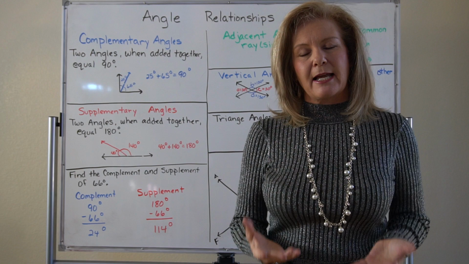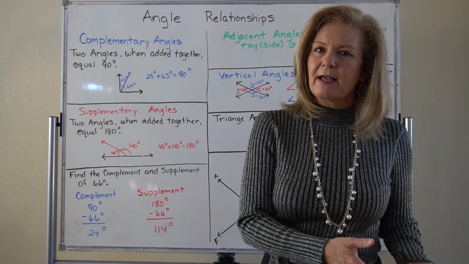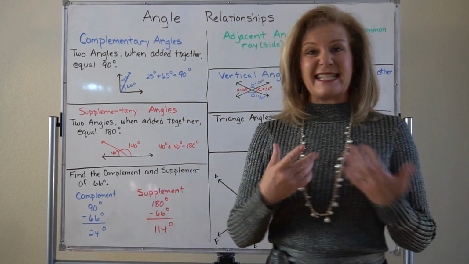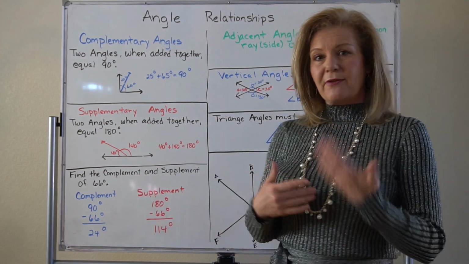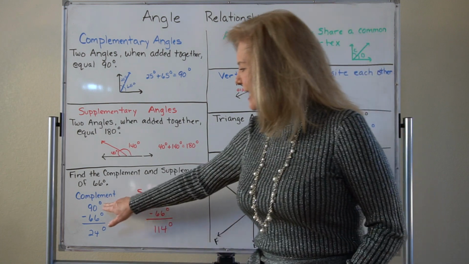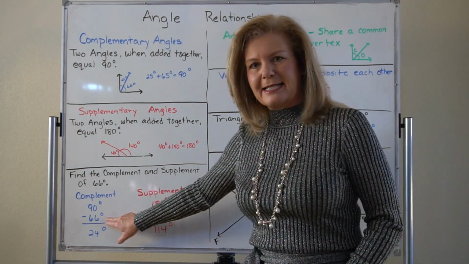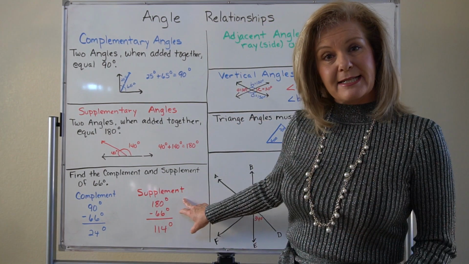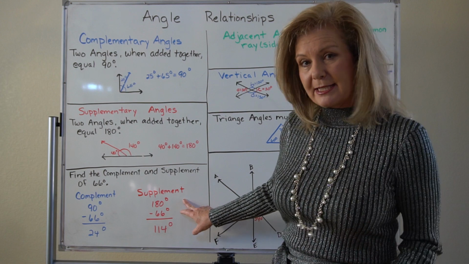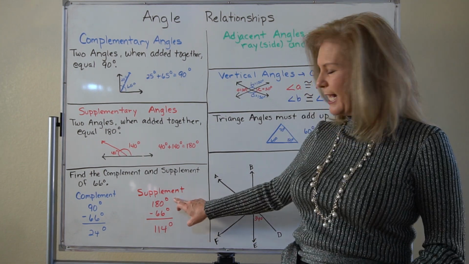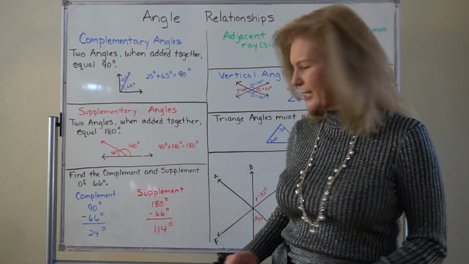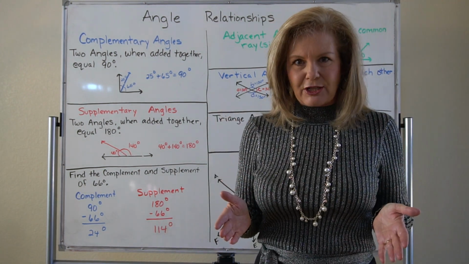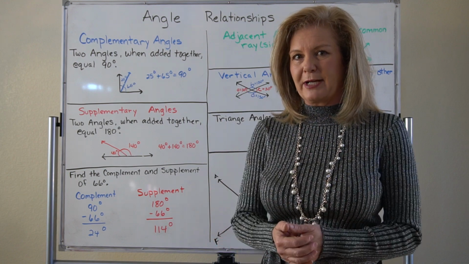Now, a lot of times you're going to be asked to find the complement of an angle or the supplement of an angle. And they're going to give you the angle, like 66 degrees. So in order to find its complement, you just take 90 degrees, subtract the 66 degrees, so the complement would be 24 degrees. Same thing for the supplement. If you want to find the supplement of 66 degrees, take 180 degrees, subtract the 66 degrees, you get 114 degrees. That's the supplement. Now notice we didn't have to use a protractor in order to find those degree angles.